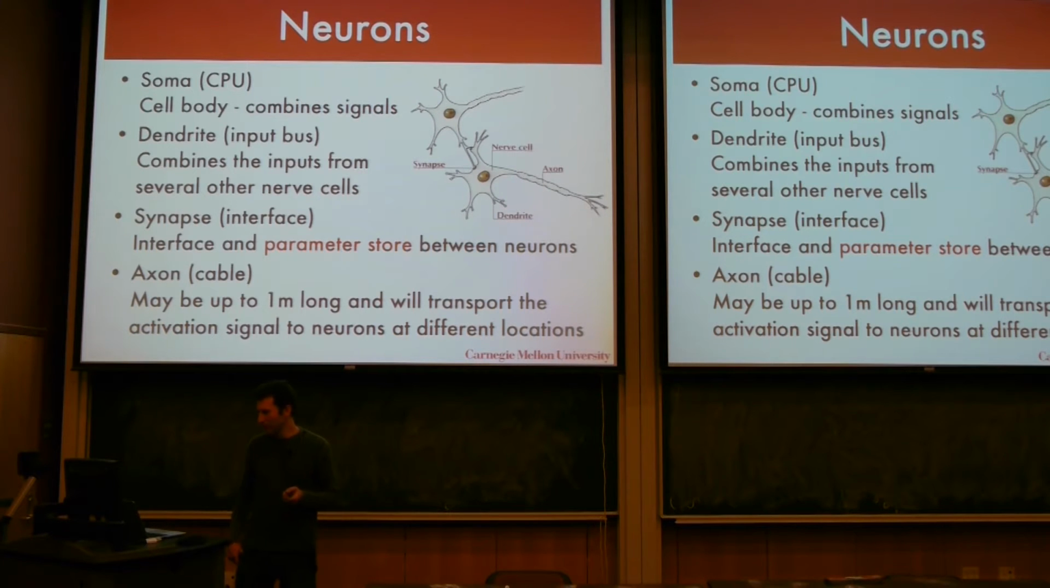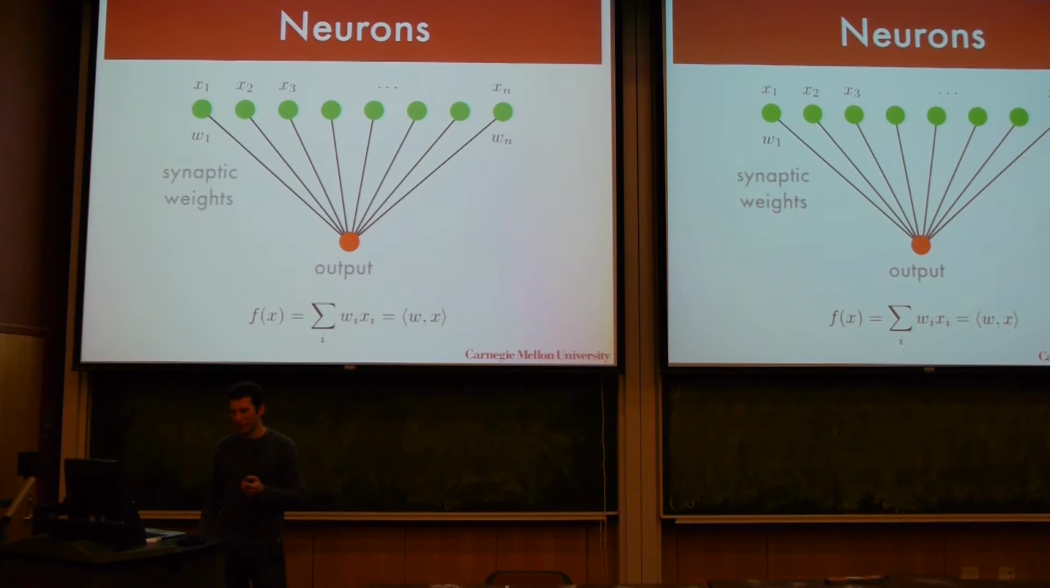So let's look at another picture of how they work. Basically, we have the inputs x1 and so on, we have some synaptic weights, and they are all combined in the cell body. Some nonlinear operations are applied, and then it produces some output. Right? So that's the neuron.